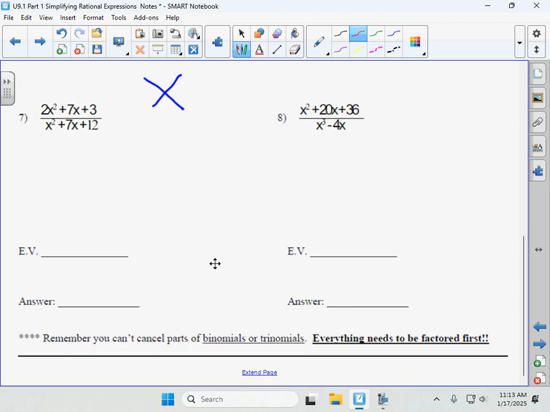You can't just start canceling the x's and the 7 and the x squared. Okay, you can't cancel those out because they're all part of trinomials. And trinomials, the only way you could cancel a trinomial is if you have another trinomial exactly the same on top and bottom, just like the binomials. Okay, so you can't cancel parts of trinomials out. It doesn't work that way. All right, so we want to go ahead and factor first.